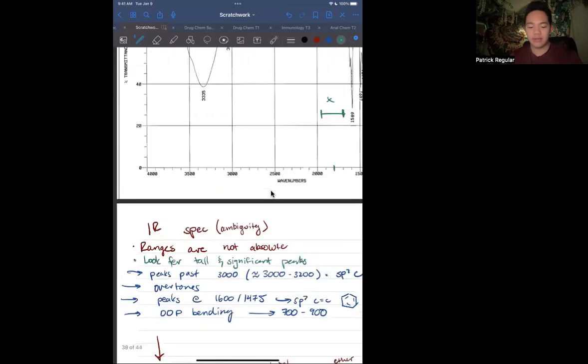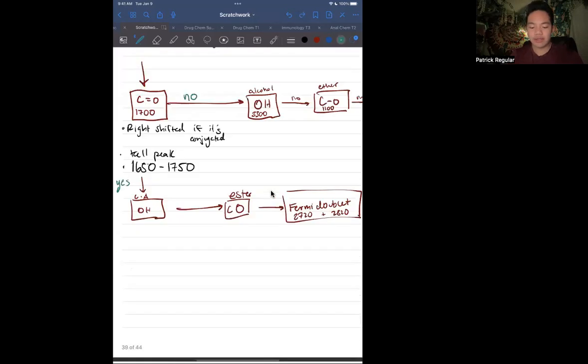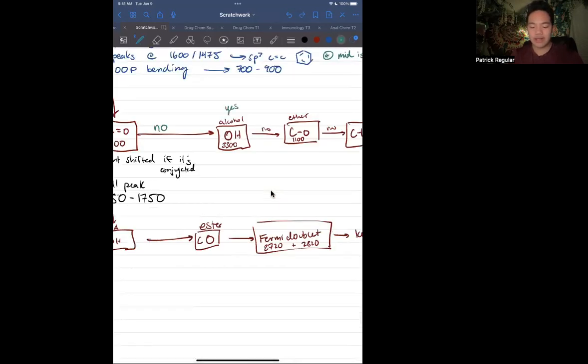And that's going to be around the 3,300, 3,200. It's going to be anywhere, well, right here. And of course, I see a pretty big loop. All right. Your OH peaks are pretty much going to be smooth. So yes, we do have it. So yes, we have an alcohol. Ding, ding, ding, ding. This is what we have.